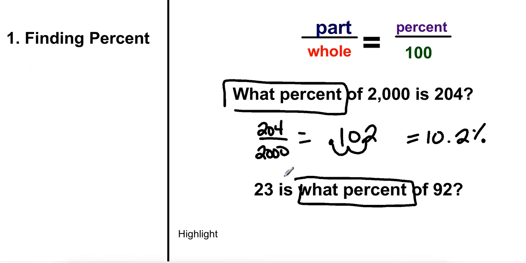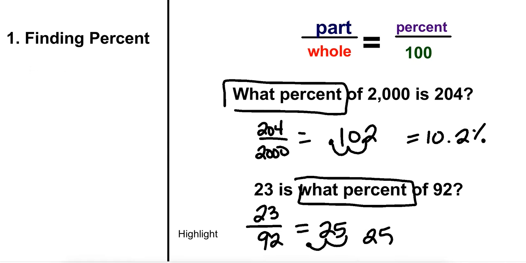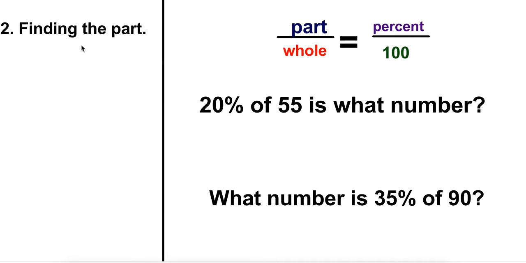Here's another one. 23 is what percent of 92? So we want to find that percentage again, so we need a fraction. So 23 is the part and 92 is the whole. So then we just divide them. And you get 0.25, which when you turn it to a percent is 25%. So anytime you have to find the percent, you want to think about setting up a fraction and dividing it.